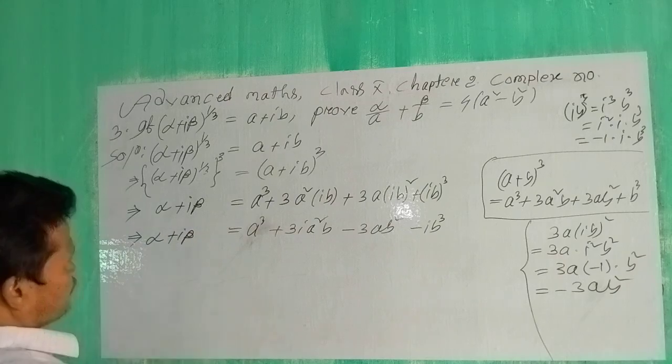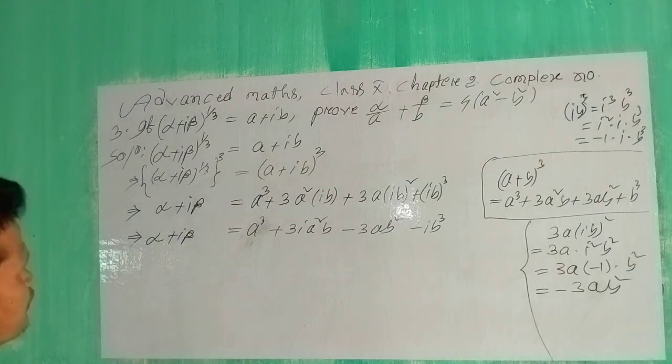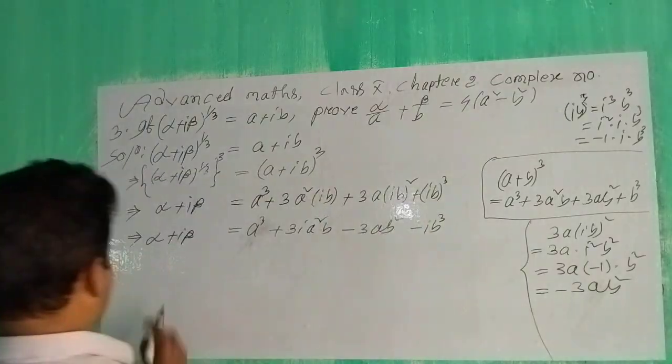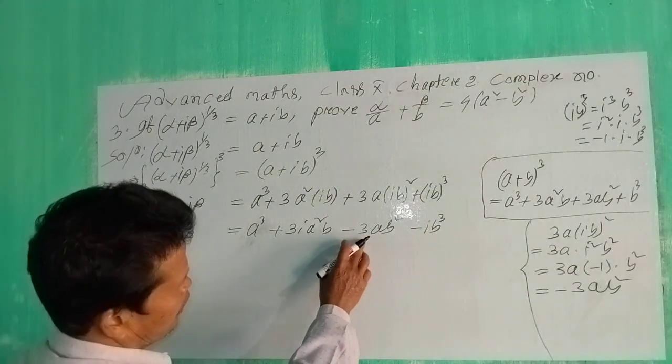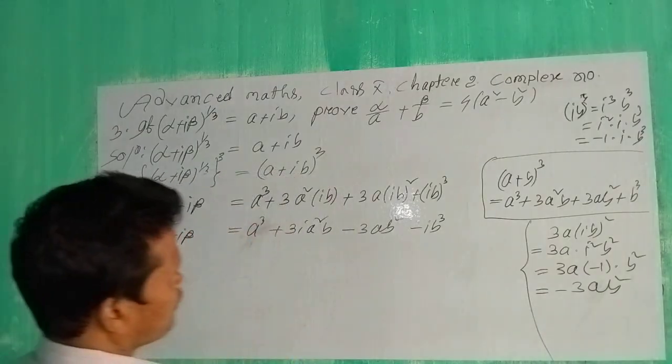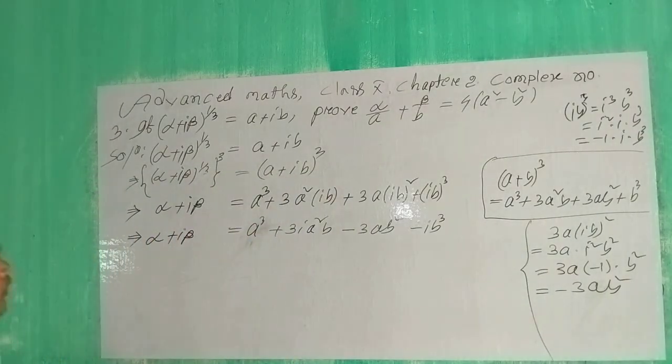Now we are going to separate real by real and imaginary by imaginary. Here alpha is the real part and a cube minus 3ab square, they are the real part.